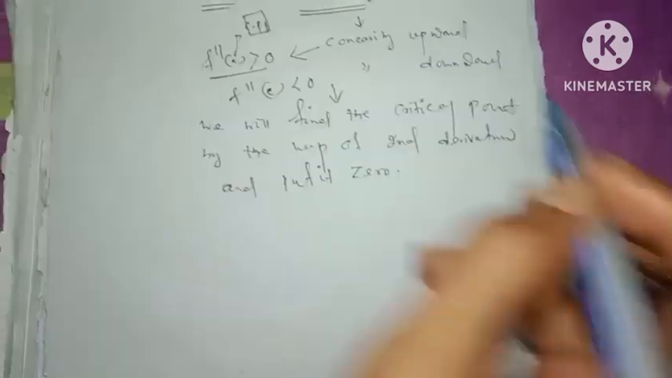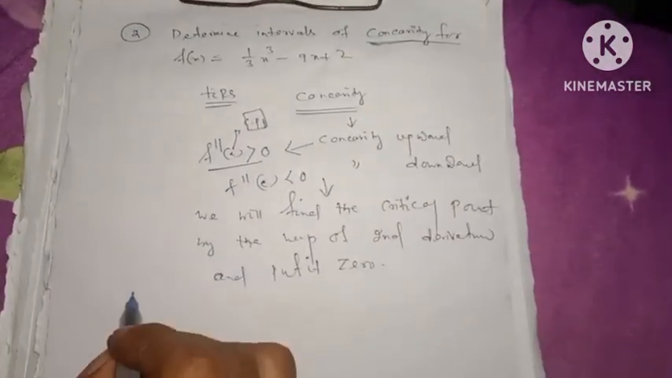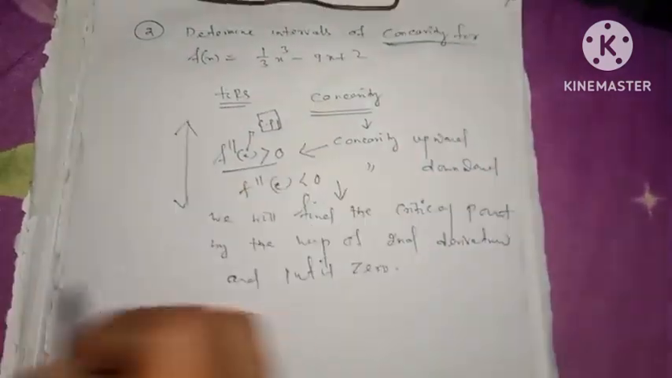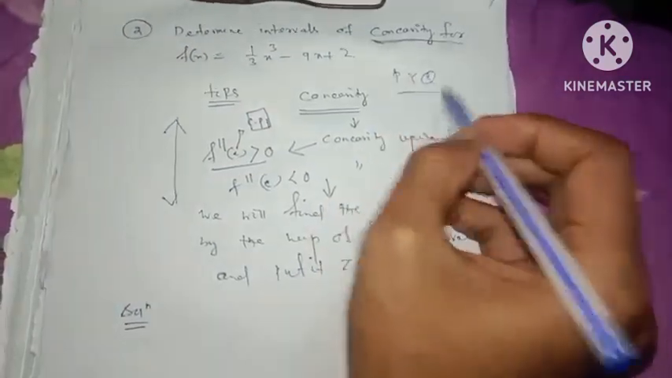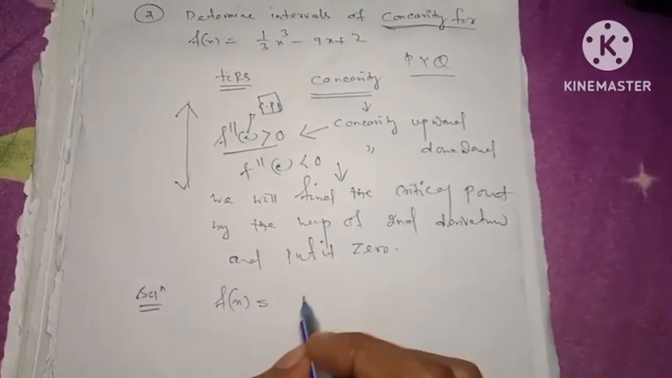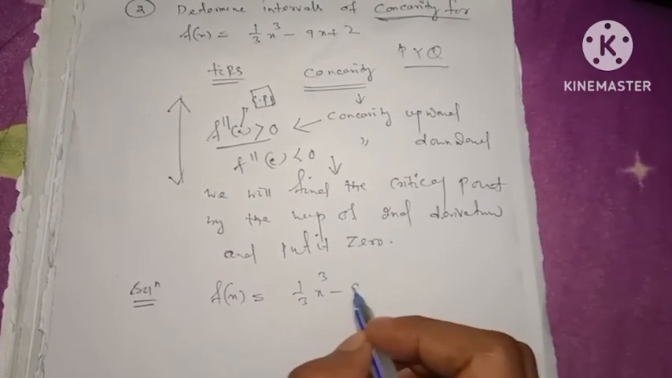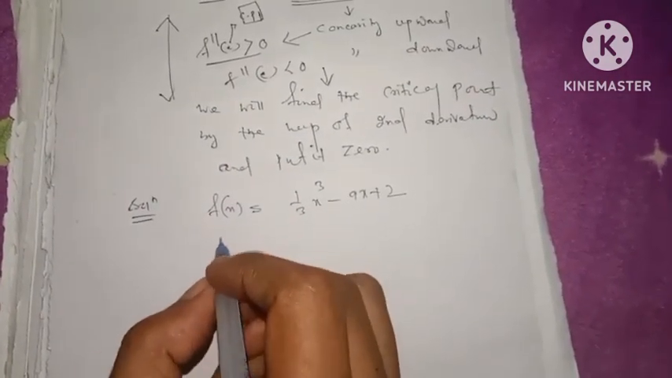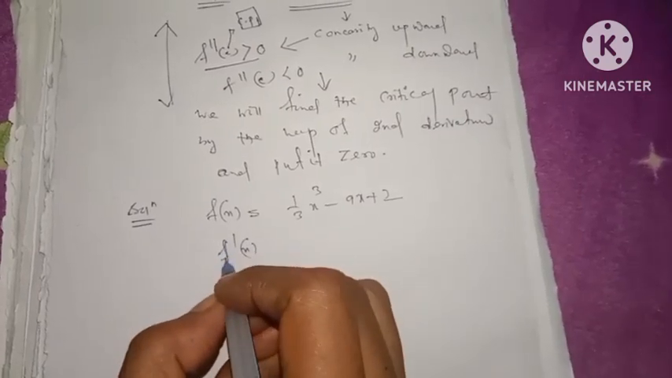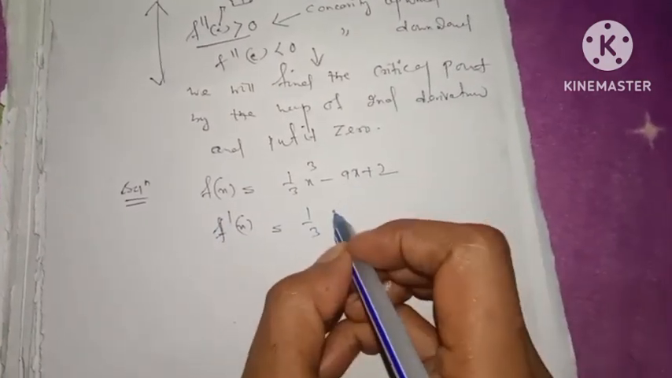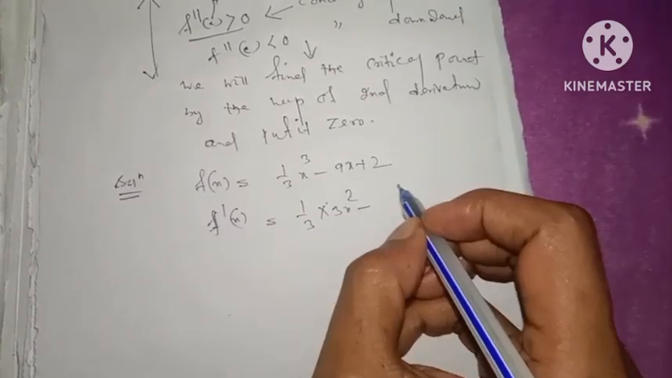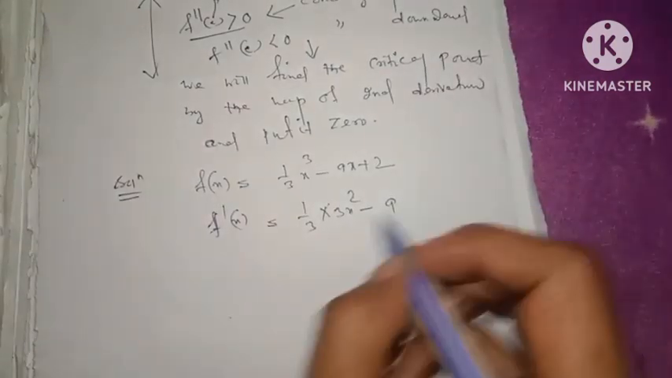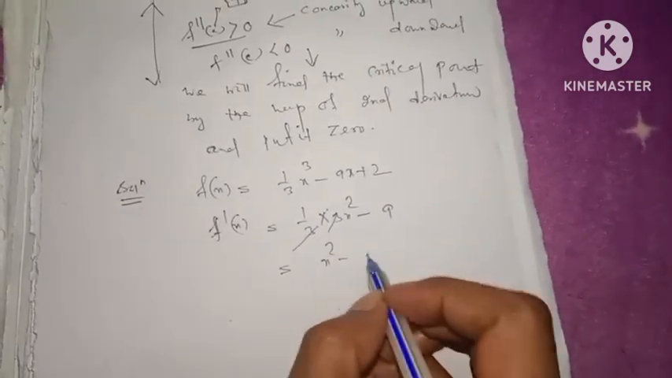By this help I will solve these questions. Solutions. This is the tip for you. This is also a previous year question, PYQ. So the given question is f of x equal to 1 by 3 x cube minus 9x plus 2. First I will find f dash x. The derivative of x cube is 3x square, and 1 by 3 will be constant. 9x derivative will be 9, and 2 derivative will be 0. So the 3 and 3 will cancel: x square minus 9.